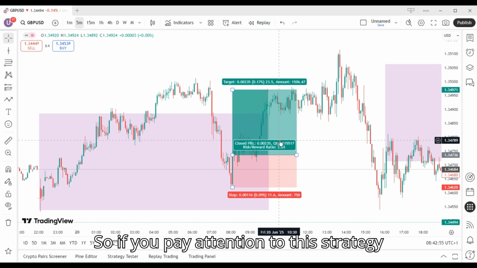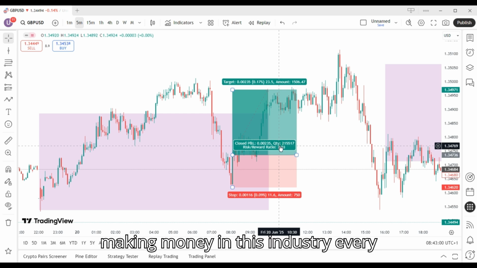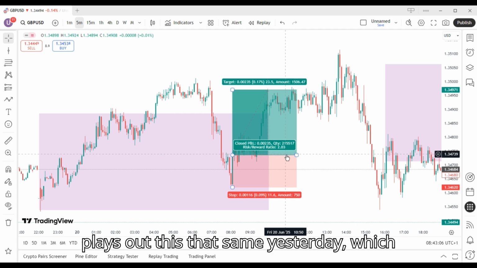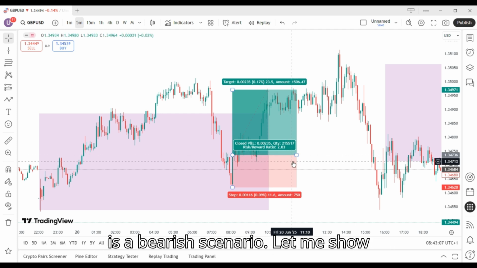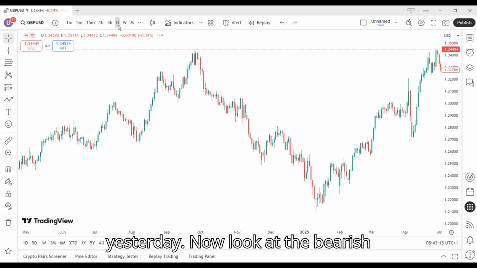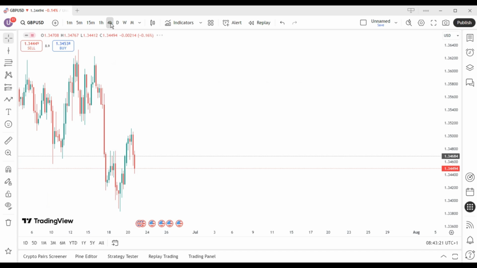So if you pay attention to this strategy and put it into practice, you'll be making money in this industry every day. Apart from this one that happened, there's also something that played out the same way yesterday, which is a bearish scenario. Let me show you again. The bearish scenario happened yesterday. Now look at the bearish scenario here, same on the H4 candle. Let's go to H4.